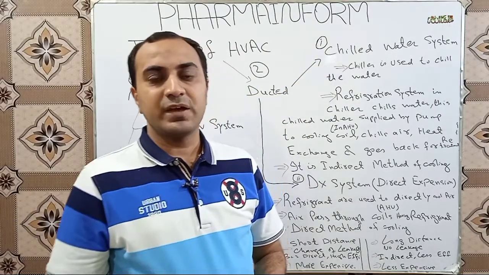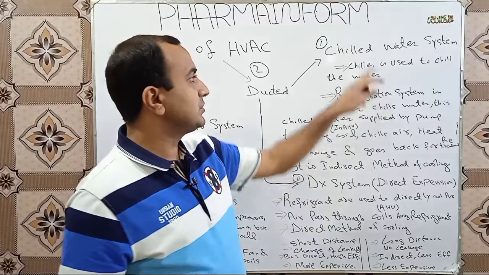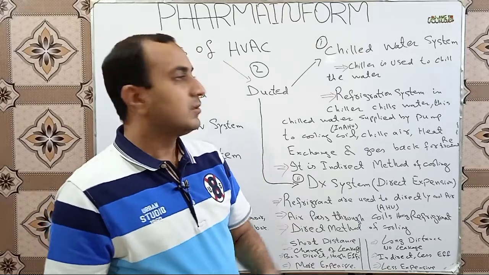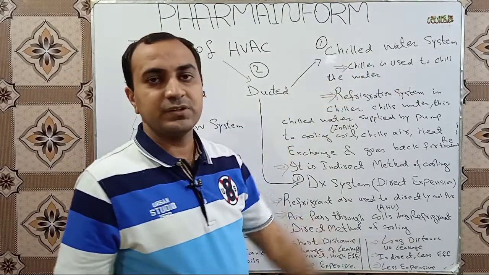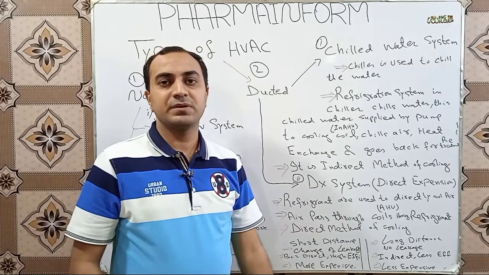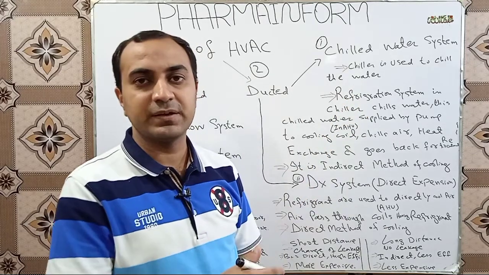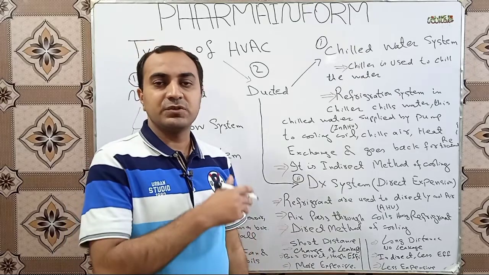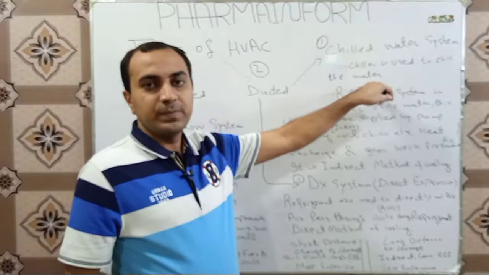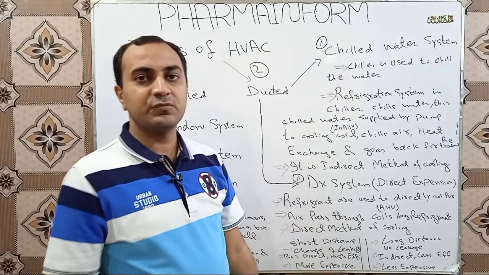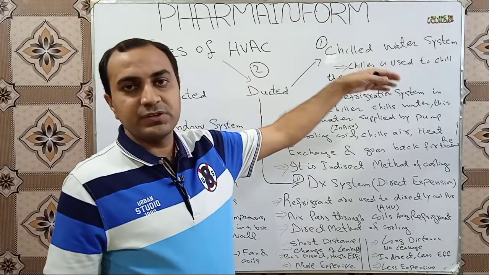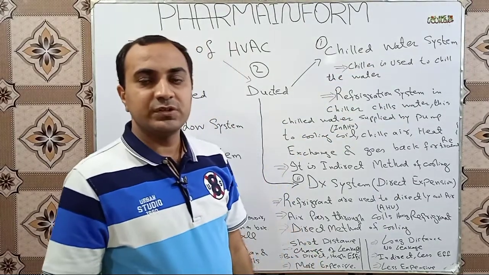In the chilled water system, as the name indicates, chilled water is used. For chilling the water, a chiller is used. A chiller is basically a barrel-shaped installation having very complex components which are used to chill the water. We will discuss the chiller in a separate video. Here we have only an overview. What is a chiller? A chiller is basically used to chill the water.